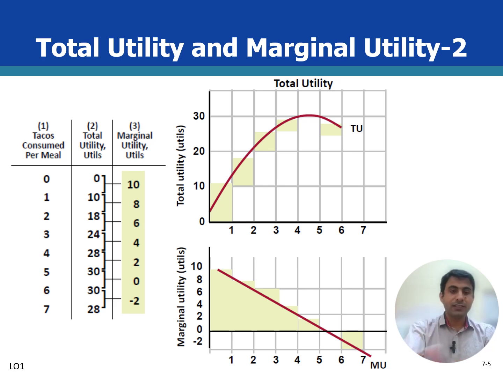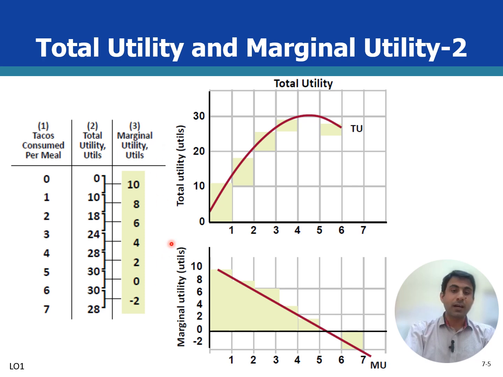Let's have a look at the table. In the first column we have the quantity consumed, in the second column the total utility, and in the third column the marginal utility. As we can see, the units consumed are increasing: 1, 2, 3, 4, 5, 6, 7. We can see the total utility is increasing, but at a decreasing rate. For the first unit, the total utility is 10. When he's consuming 2 units, these 2 units together give 18 utils. And if he is consuming 3 units, all these 3 units together give 24 utils.